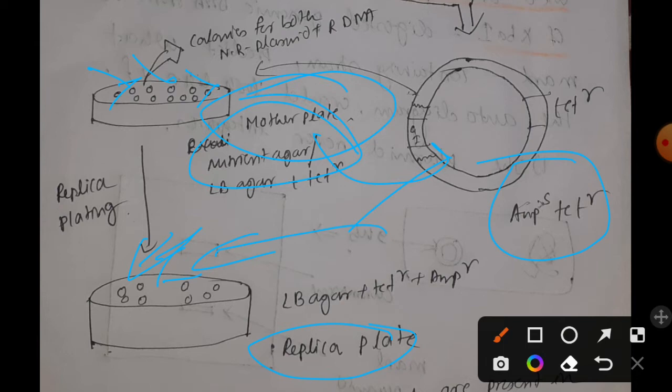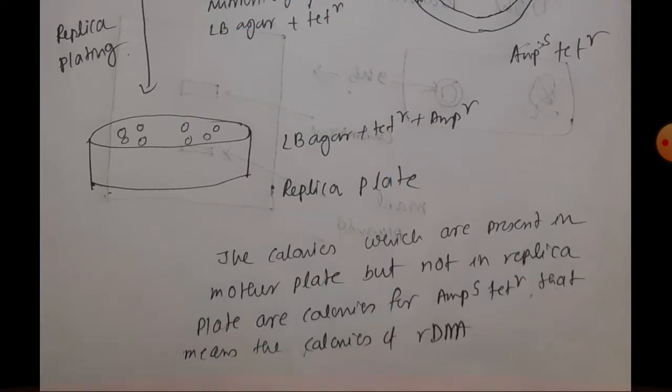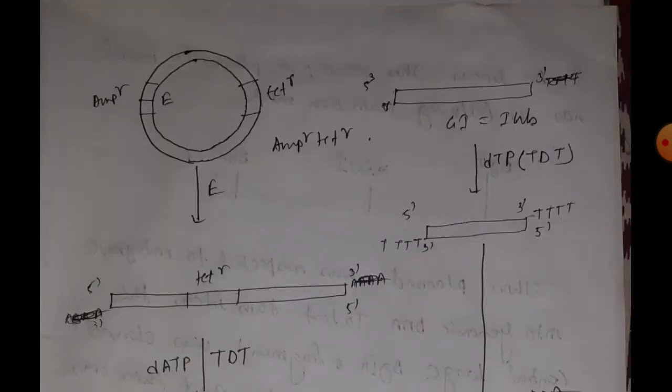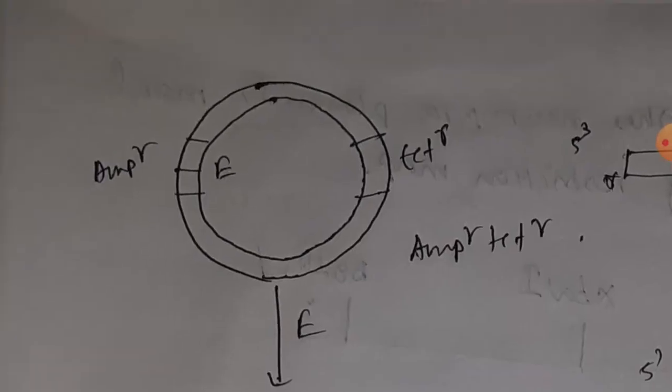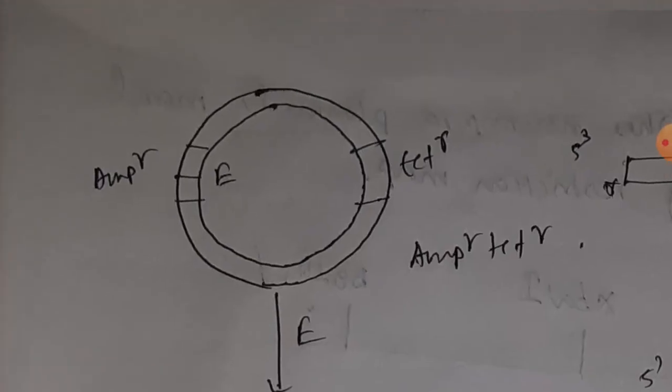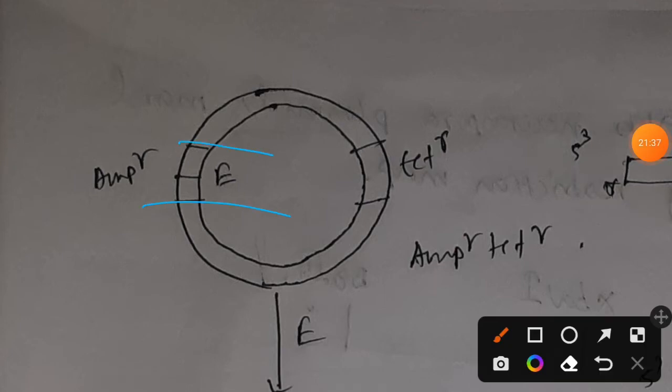So I hope you have understood this very well, right? So again I am repeating this question. In the question they are telling us that you have a plasmid containing ampicillin resistance and tetracycline resistance gene.